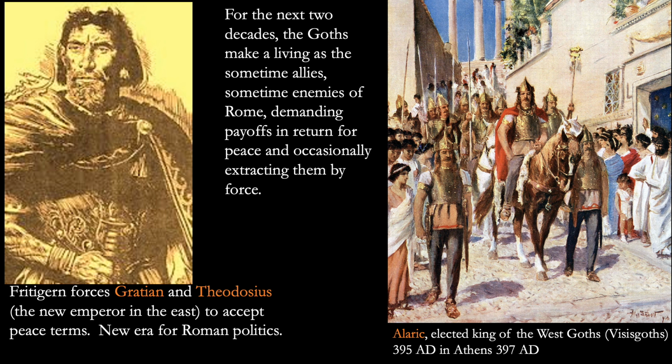And over the next several decades, what they're going to end up doing, these Visigoths, as they come to be known, the West Goths, is basically serve as on again, off again Federati for the Romans. They're going to continue fighting alongside Roman troops, very famously against Huns. We'll get to that in just a bit. But sometimes it really doesn't go that smoothly.